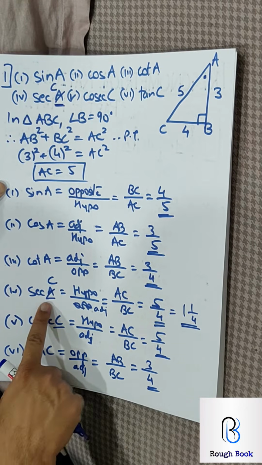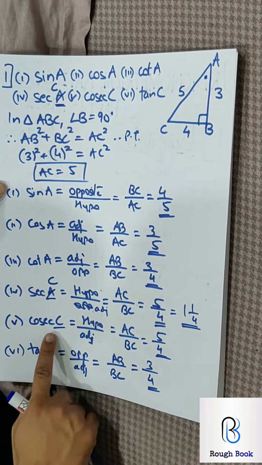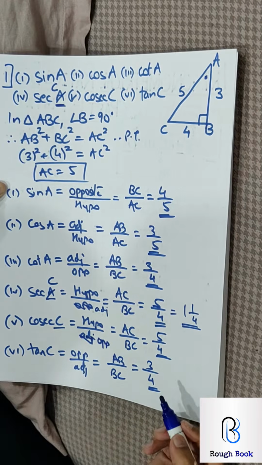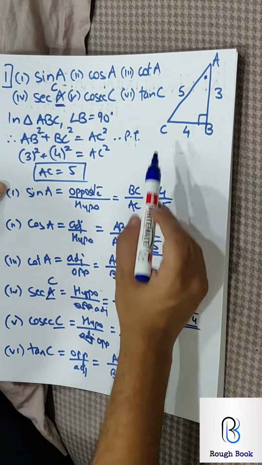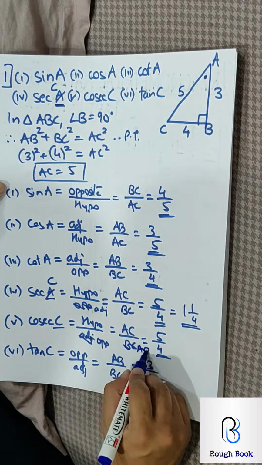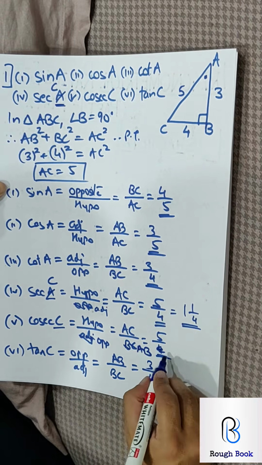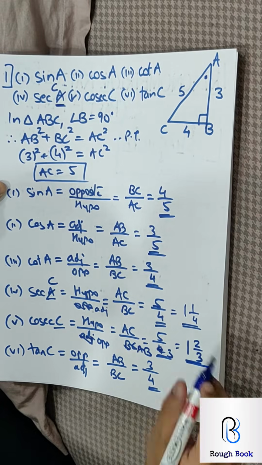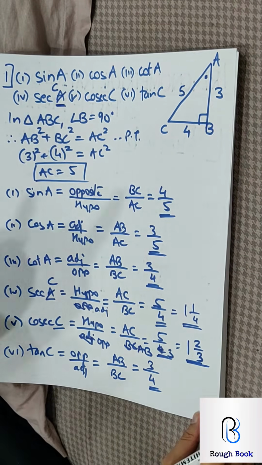Second mistake, I took this wrong. Then for C again, cosec is hypotenuse upon opposite. I messed this up also. So opposite for C is AB. So AB is how much? 3. So my answer is 1, 2 by 3. See, 2 mistakes. So I straight away lose 1 mark.